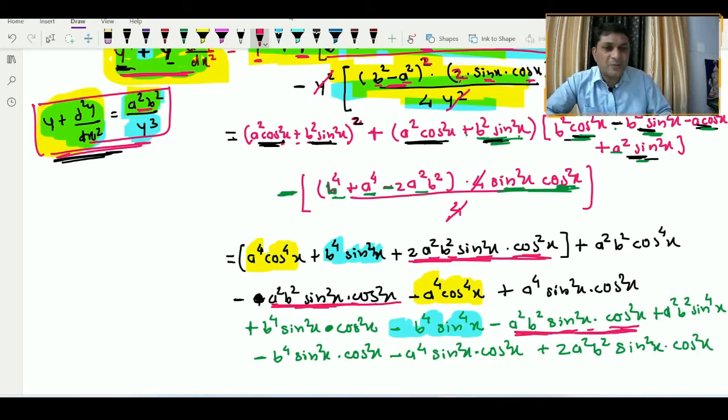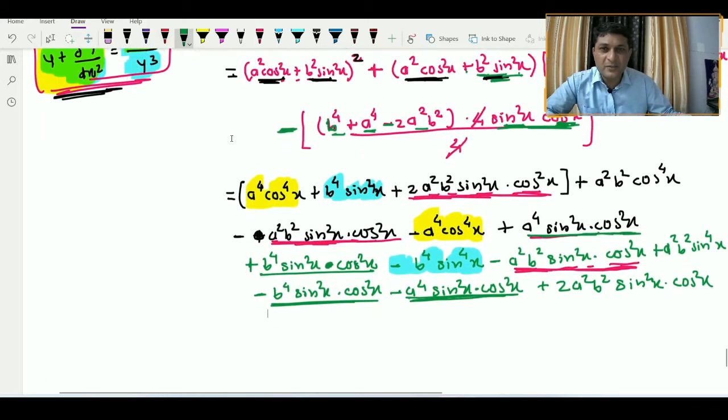Again we can observe that plus a raised to power 4 sin square x into cos square x and minus a raised to power 4 sin square x into cos square x will also get cancelled. Now again here these two terms will get cancelled: this b raised to power 4 sin square x into cos square x and minus b raised to power 4 sin square x into cos square x.